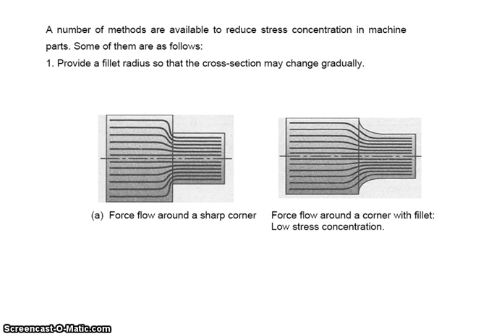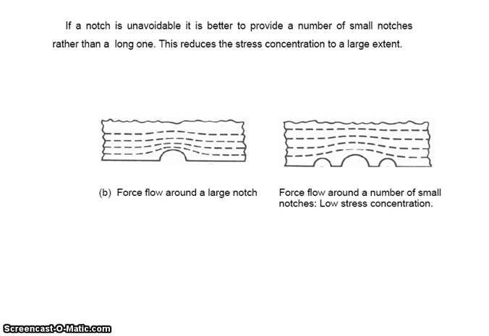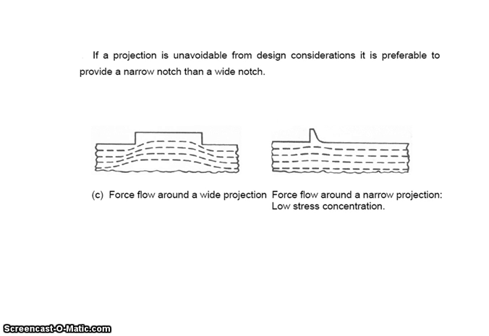In order to reduce the sharp bending of the stress lines, we will make a fillet at the corner, so that there will be less bending of the stress lines. So here we are providing the fillet in order to reduce the stress concentration. Again, in the next case, that of a simple notch, we provide a number of notches in order to reduce the stress concentration. Here, instead of providing a wide notch, we will provide a narrow projection in order to reduce the stress concentration. So there are many ways to reduce the stress concentration.